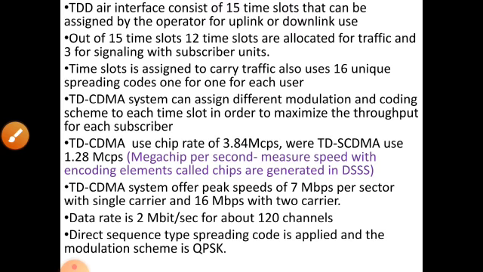So what is the full form of MCPS? Nothing but mega chip per second. This highlighted word is not referred to in your textbook. If you want, you can write it. So what is the meaning of this mega chip per second?